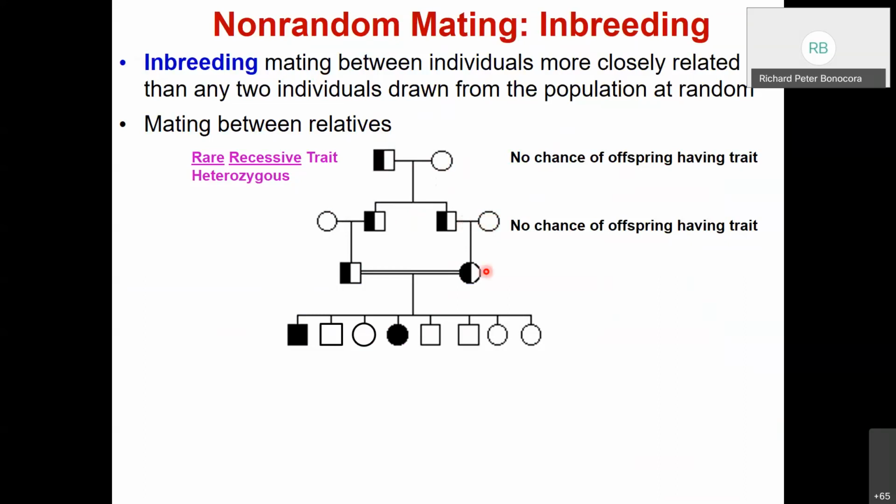What happens if these two first cousins mate? Well, all of a sudden now they are both heterozygous, and we know from heterozygous matings there's a 1/4 or 25% chance of offspring having a recessive trait. So mating between these related individuals now gives a chance of their offspring having the trait, which didn't exist when you were mating with individuals from outside this family.